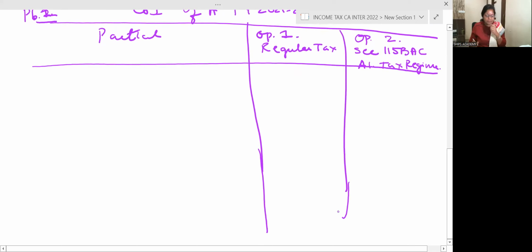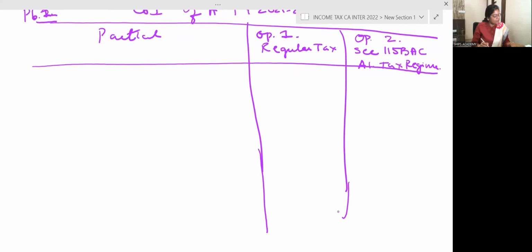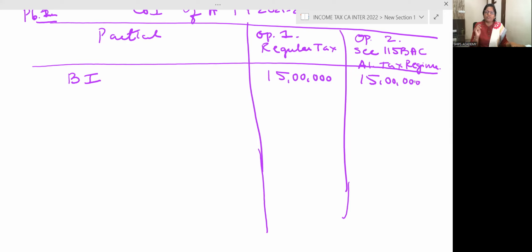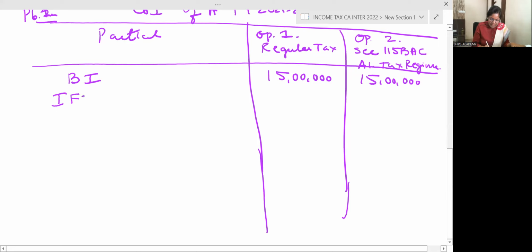Let us start. First, we will write the routine income. Business income. Is it taxable for all? Our concentration is on the concept. In the exam, please write business income in full. Bank interest, bank interest is 12,000 and 12,000.